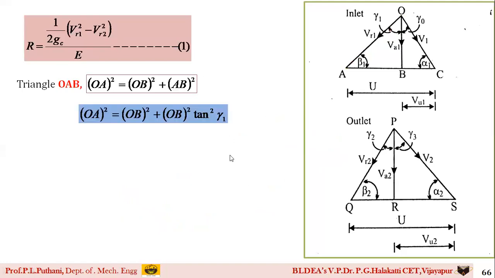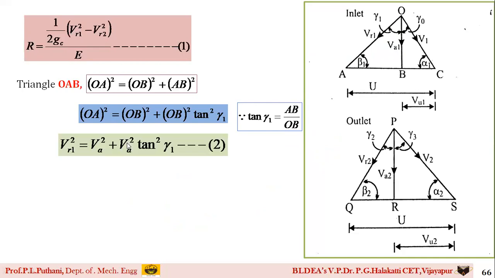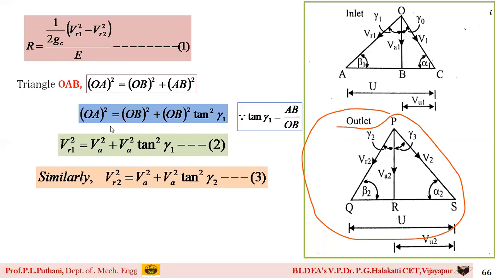Let us substitute here. We have the value of OB as VA, that is VA square, OA square as VR1 square. So I get VR1 square is equal to VA square plus VA square tan square gamma 1. This is from the inlet velocity triangle. Similarly, if I go for the outlet velocity triangle, then I can write VR2 square is equal to VA square plus VA square tan square gamma 2. We have written here, I want the value of VR1 square minus VR2 square.